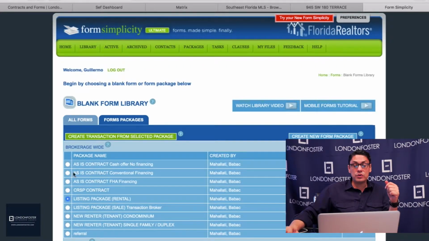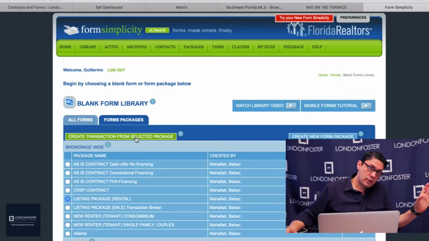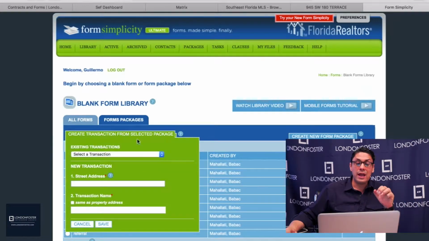So again, what I'm going to do is go back into Library, Forms and Packages, pick the form and package that I'm looking for, which is Listing Package Rental, and then I'm going to go to this long green bar that says Create Transaction from Selected Package. What I'm doing there is I'm saying, for this package that I'm creating, I want you to pull this package called the Listing Package for Rental, and I'm going to choose an address to do it in.